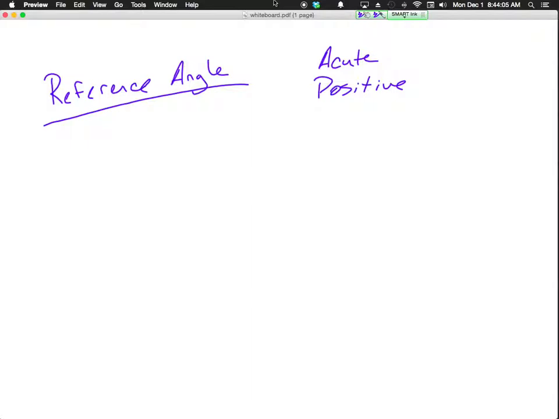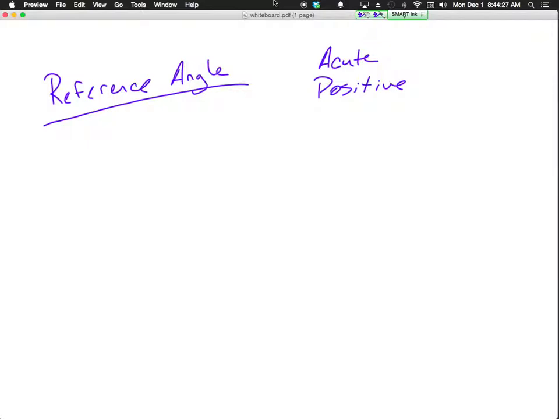Christian, remind everybody what it means to be acute. It means that it's less than 90 degrees. My angle must be less than 90 degrees. So if you're looking for a reference angle, you better be giving me an angle that is less than 90 degrees, and it better be positive. So if I ask you to give me a reference angle, please make sure it's at least those two things.